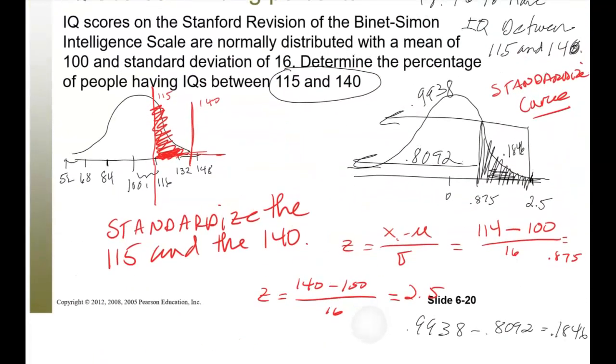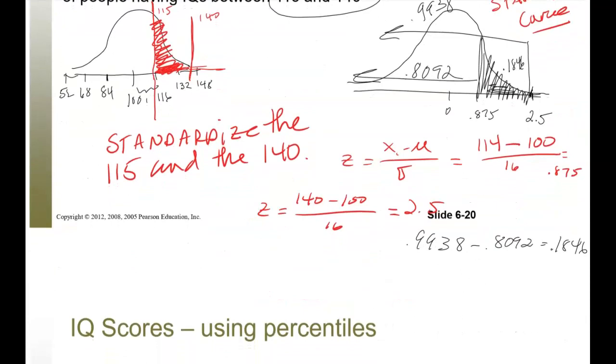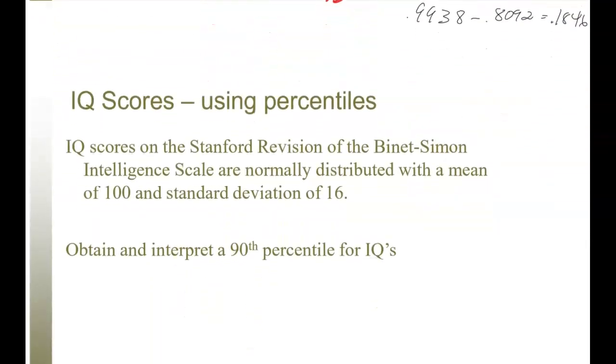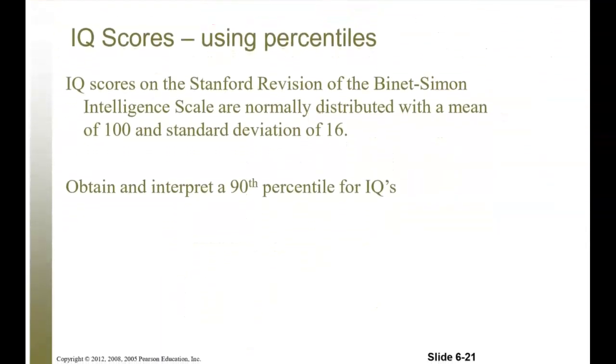So I also want to go through one problem where we have to standardize and go in the other direction, and then we're almost done with this. This is the last problem we're going to do on this particular video for Chapter 6. Well, no, there's one more thing. I'll talk briefly about normality curves. All right, IQ scores. So now, same test, same mean, same standard deviation. I want to obtain and interpret a 90th percentile for IQs.